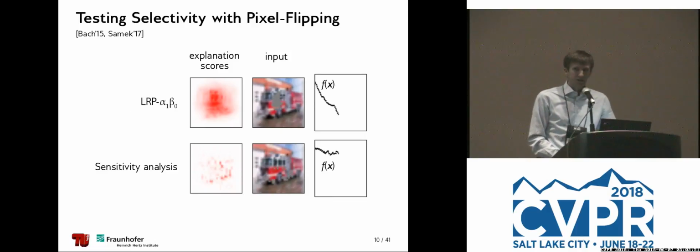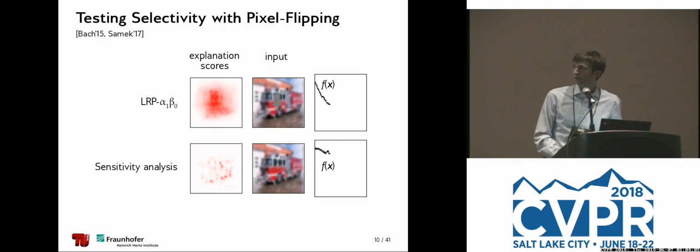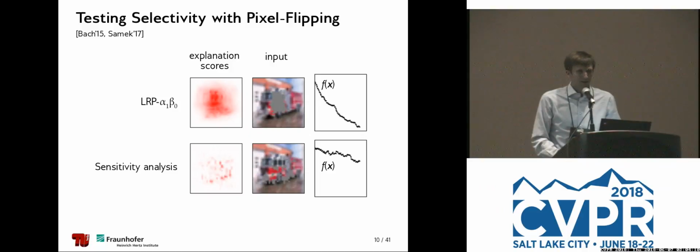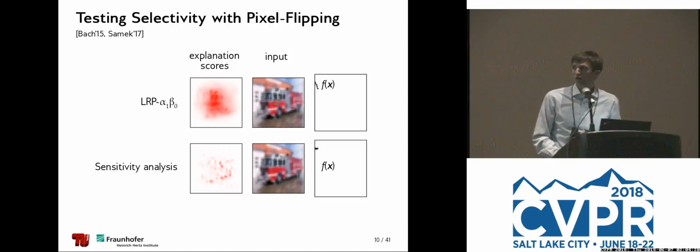So this again can be tested on real data, and here I refer to an algorithm that was developed by ourselves in 2015 and then 2017 in the context of images. It's pixel flipping. The idea to test selectivity is that we take our heat map and start destroying the image where relevance is the highest. Then what you would like to do is check how fast the function f of x decreases. The faster it decreases, the better, so the more selective the heat map is.